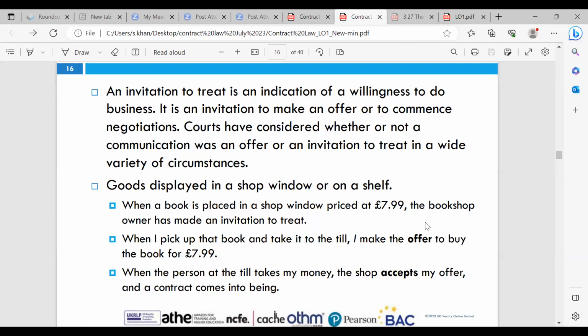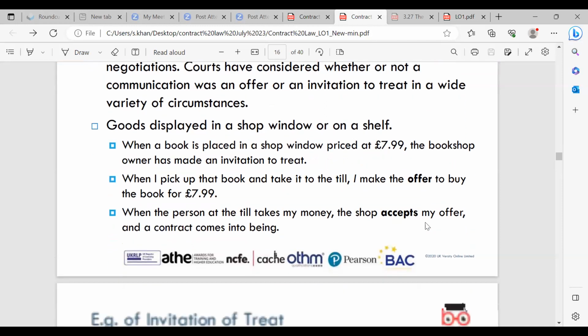When I pick up that book and take it to the till, I make the offer to buy the book for £7.99. When the person at the till takes my money, the shop accepts my offer. And when the shop accepts my offer, then there's a contract which comes into being. So firstly, there's an invitation to treat, where he is advertising the book in the window, and then you come in and pick up the book. That is an offer that you've made because you go to the till and you want to pay for it, and then that's when the shop actually accepts the offer and a contract is made.